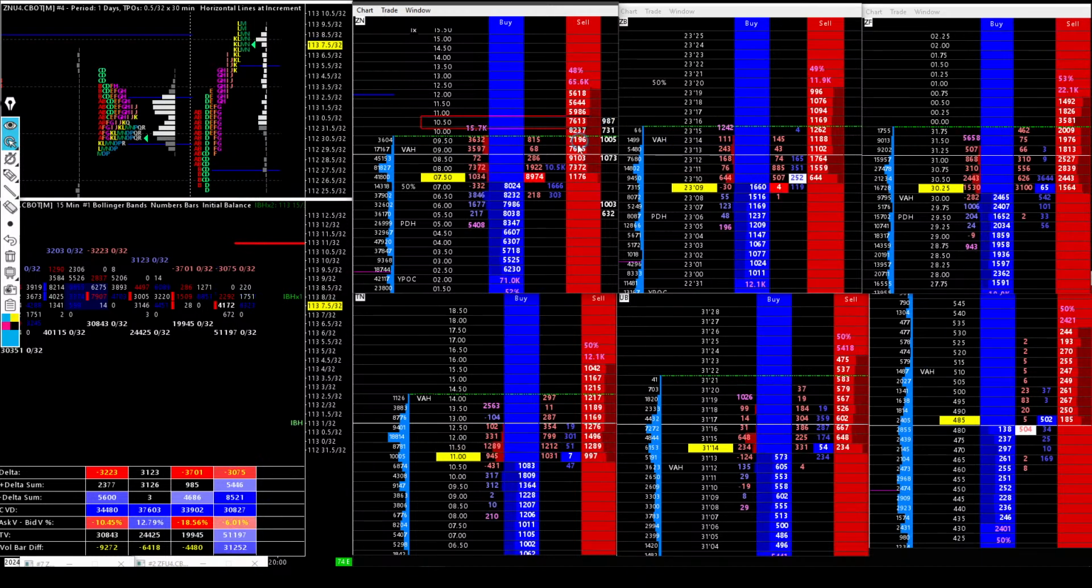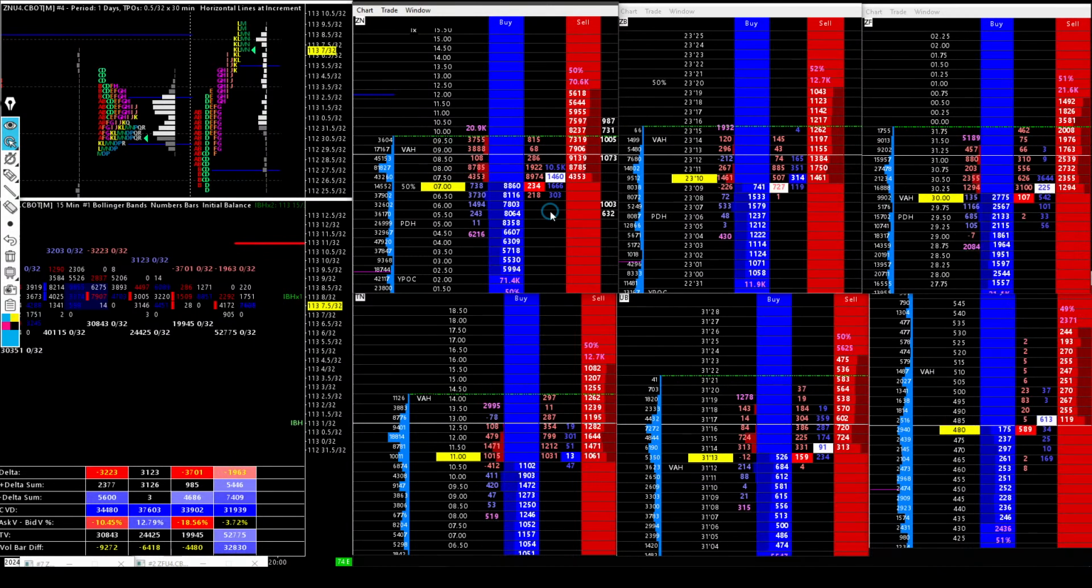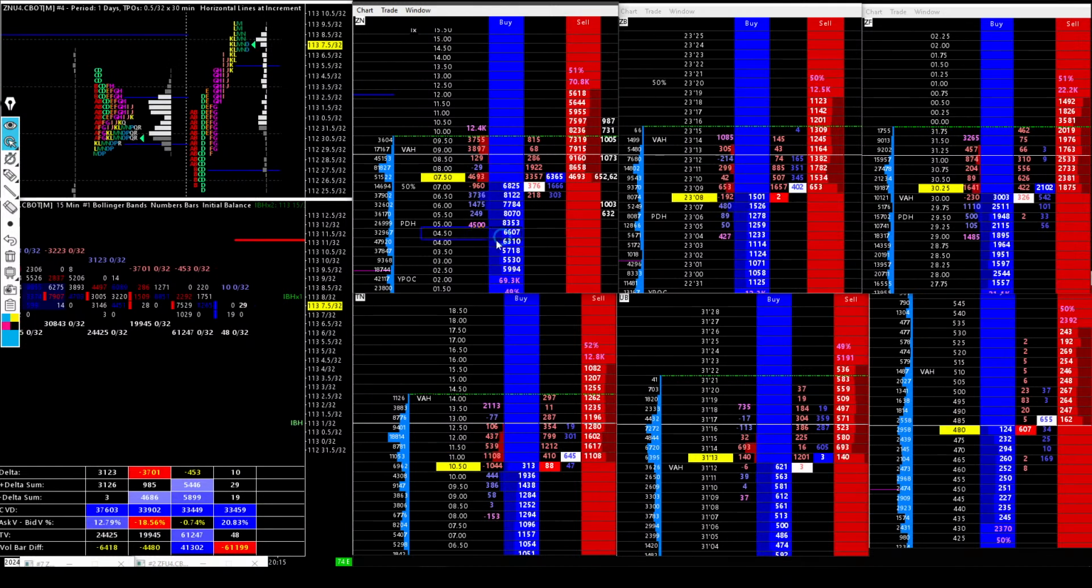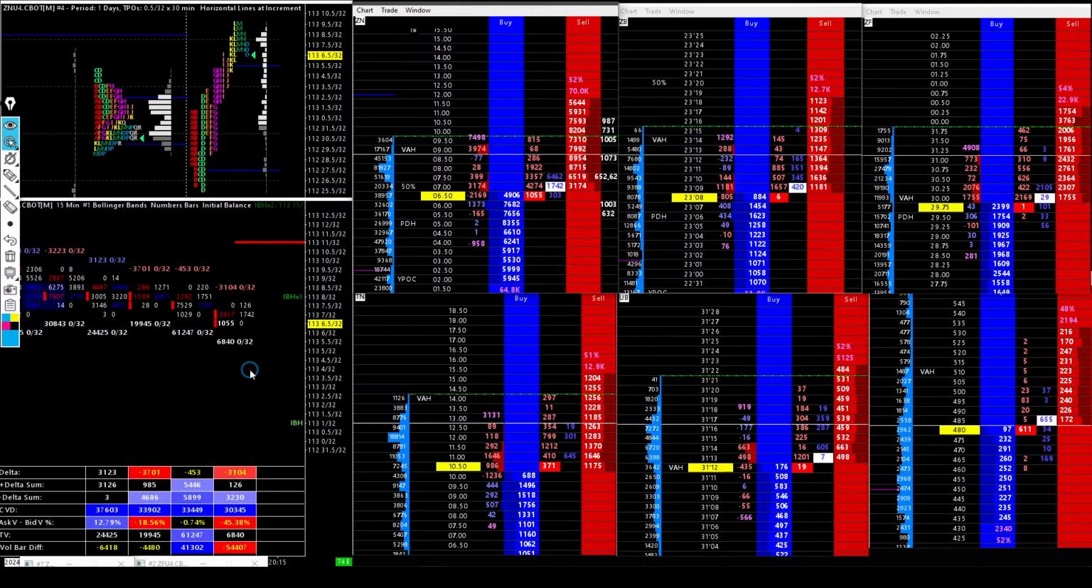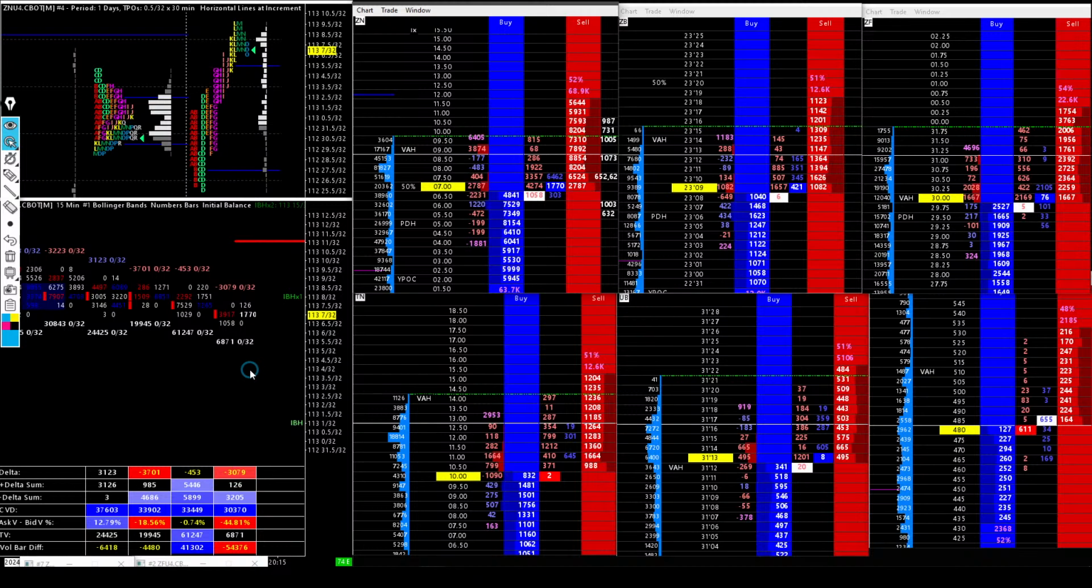Look at this, it's crazy. 10,000 absorbed there on the offer. ES and NQ. Nice one, dude. There actually is more action in treasuries right now than there is in ES. Well, in terms of flows at least.